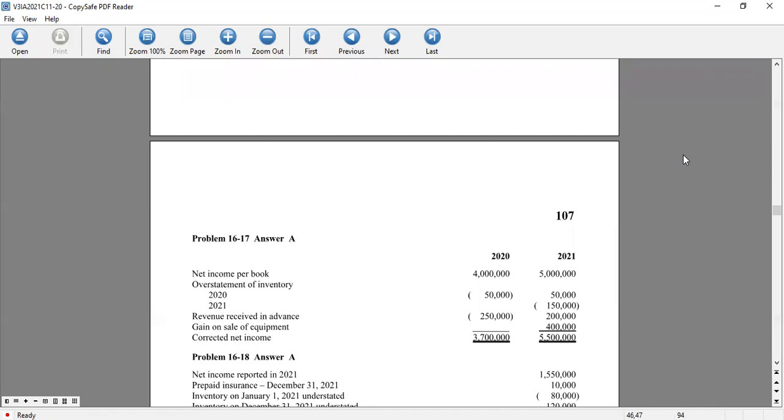However, in 2021, we have to deduct 150,000. The revenue received in advance is not yet earned. It's advance collection, so meaning it's unearned. We have to deduct from 2020 and add to 2021. Gain on sale of equipment for 400,000. So we have now the corrected net income in problem 17.